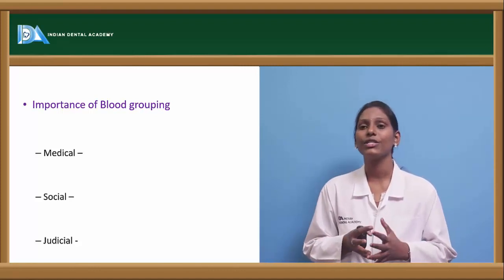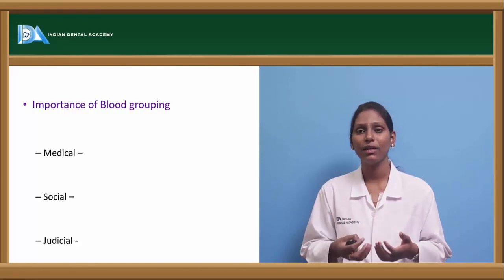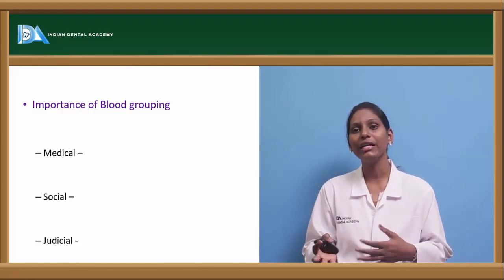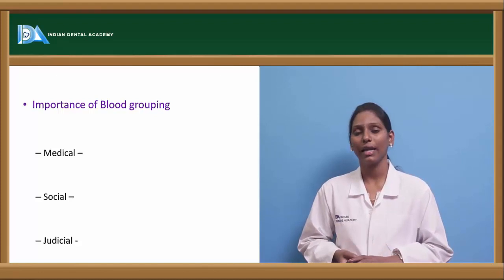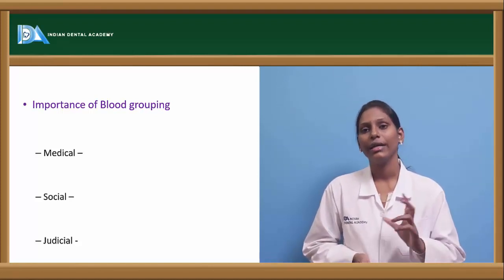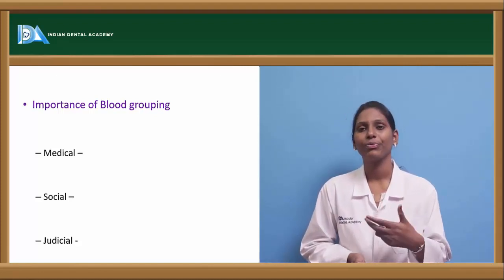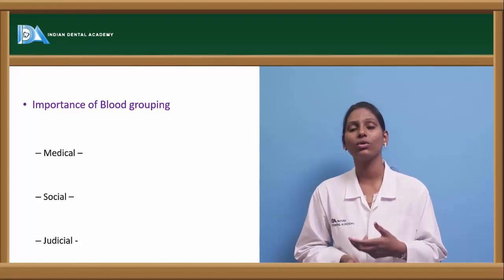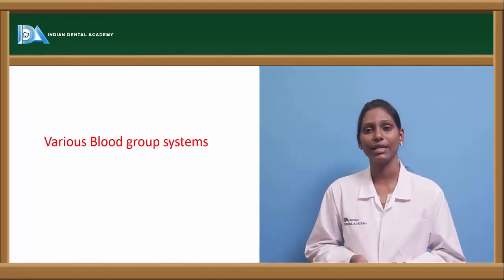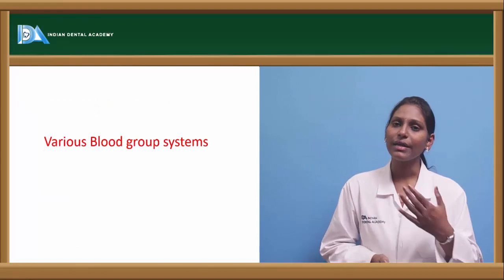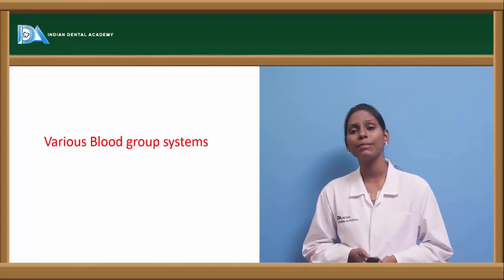So in judicial cases, in case of parental issues with a child, this blood grouping system can play an important role in deciding who the biological father or who the biological mother of that particular child is. Keeping that apart, we have various blood group systems.